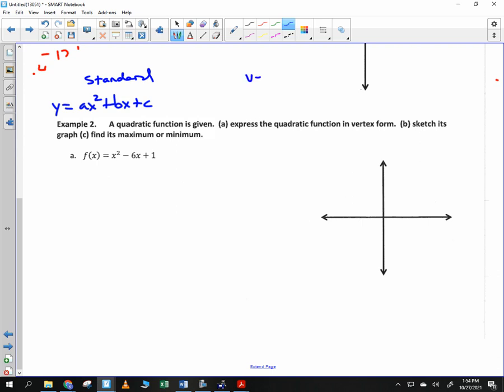Here's the new part, vertex form. y is equal to a times (x minus h) quantity squared plus k. Now, some of you are like, I've seen that before. Like, I remember that. That's review, Mr. Gens. But not in the way that we're going to work with it.